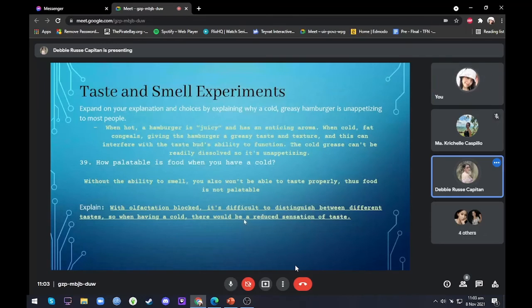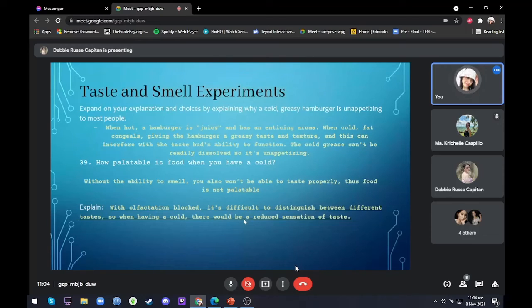Expand on your explanation and choices by explaining why a cold, greasy hamburger is unappetizing to most people. When hot, a hamburger is juicy and has an enticing aroma. When cold, fat congeals, giving the hamburger a greasy taste and texture, and this can interfere with the taste buds' ability to function. The cold grease can't be readily dissolved, so it's unappetizing.